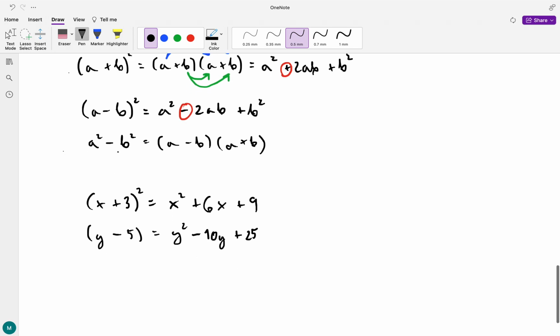Okay, how about we do a third scenario with both numbers and variables. So let's say I'm going to say 36 minus x squared, and I want you to write it in this format. You're going to end up with 6 minus x times 6 plus x. Okay, so this is how you use them.